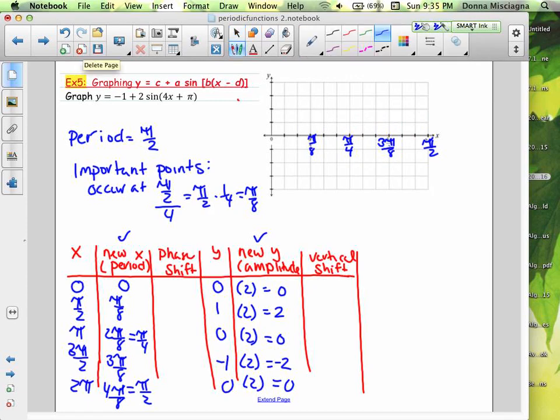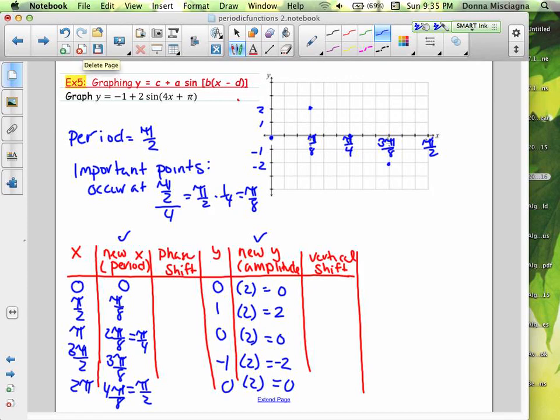All right, so now we can graph this. So 0, 0, pi eighths, 2. All right, so this will be 1, and then that means that's 2, -1, -2. If I didn't change that scale a little bit, you wouldn't even be able to see this graph. It would be so squinched. All right, so pi eighths, 2, and then pi fourths, 0, and then 3 pi eighths, negative 2.